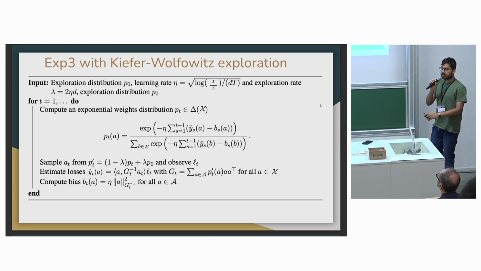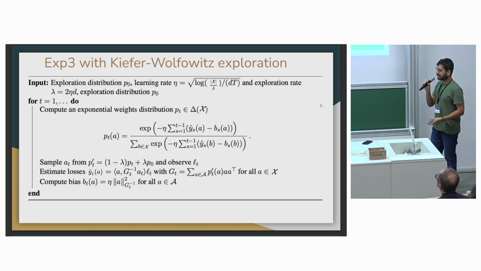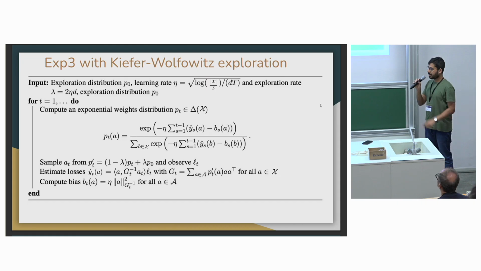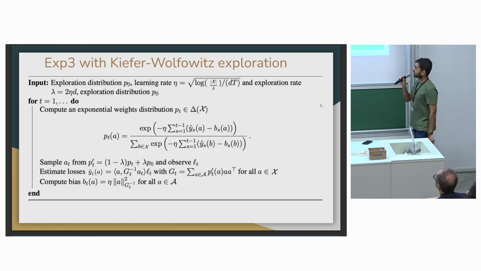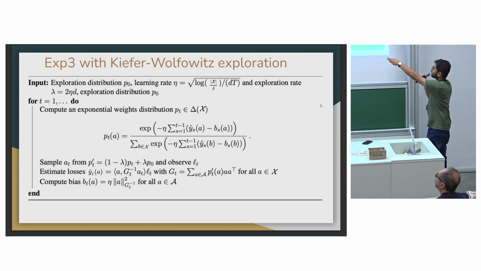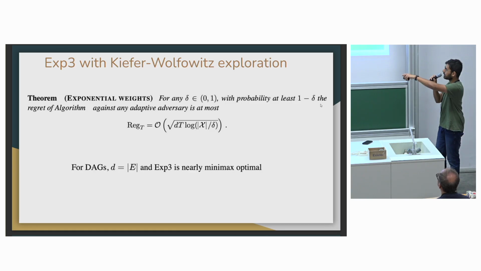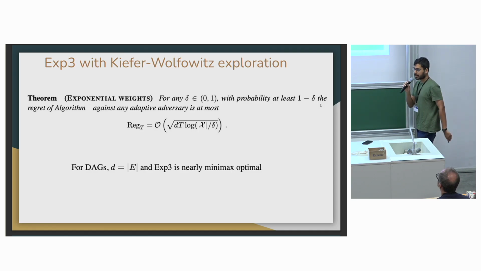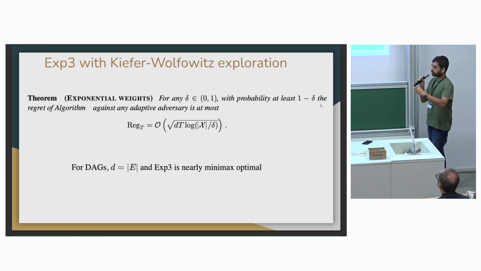So what is known in this space? You have the standard exponential weights algorithm, and in this talk I'm more interested in the high probability version. There's a high probability version of exponential weights that achieves a regret of square root of d T log cardinality of the path set. For DAGs, d is essentially the number of edges. Exponential weights is known to be minimax optimal for this problem.